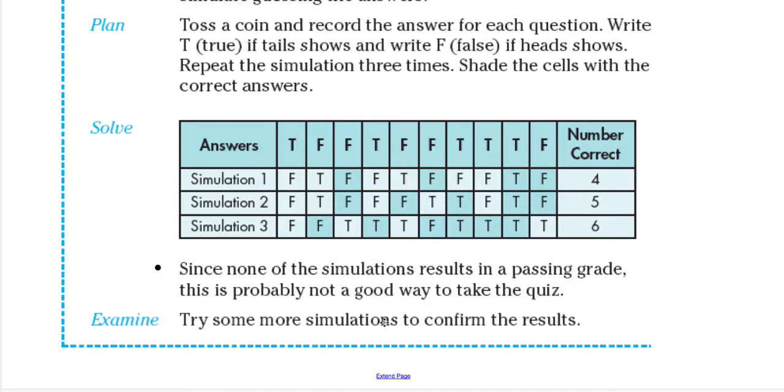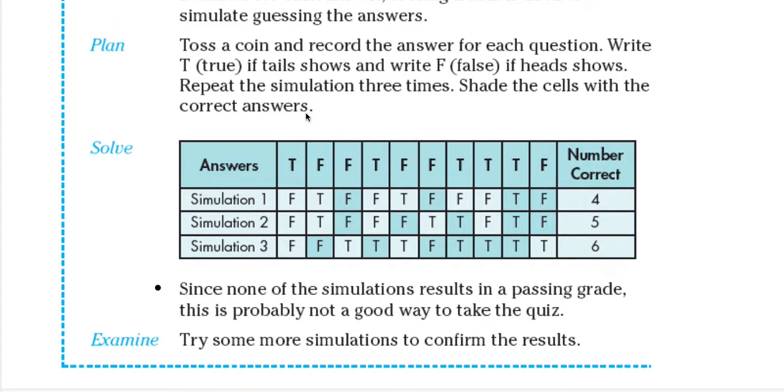You can try more simulations to check or to confirm the results of what you just did. Okay, so that's an example of a simulation and how to use manipulatives to be able to find the probability of a particular event happening.